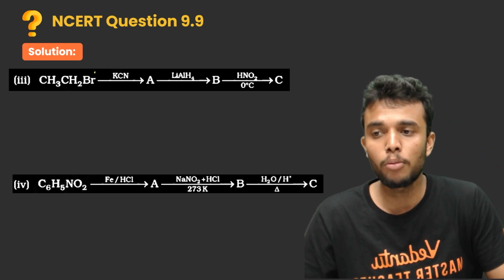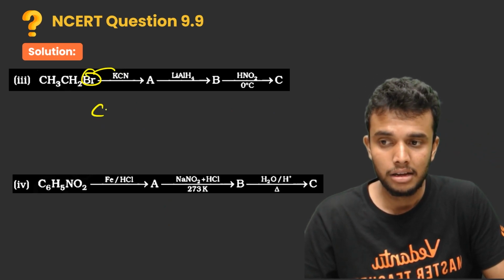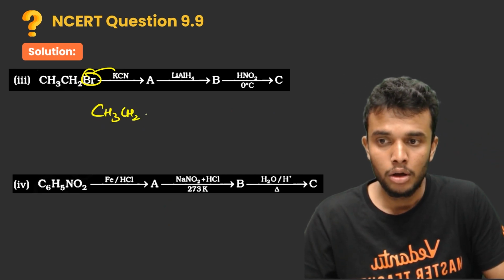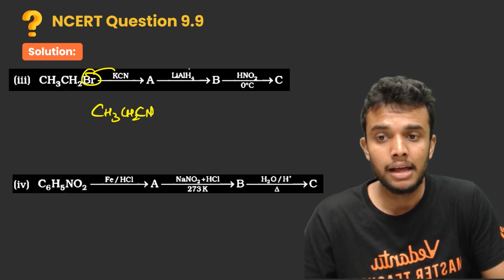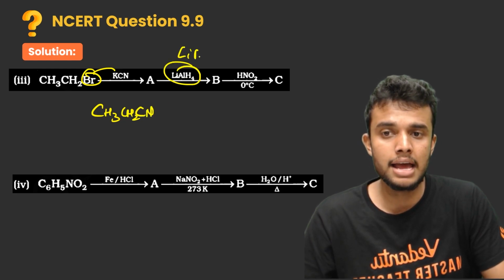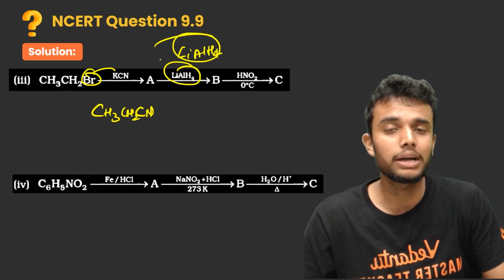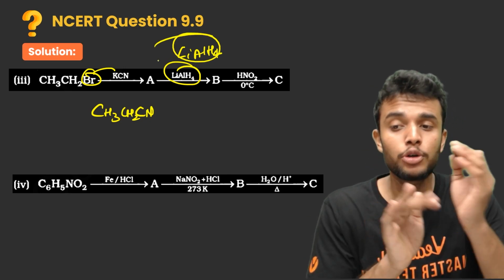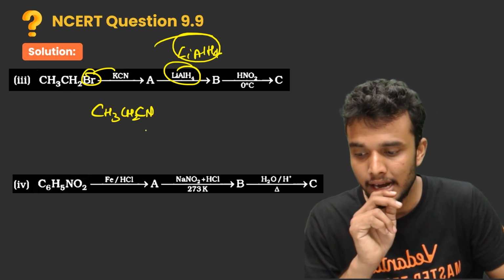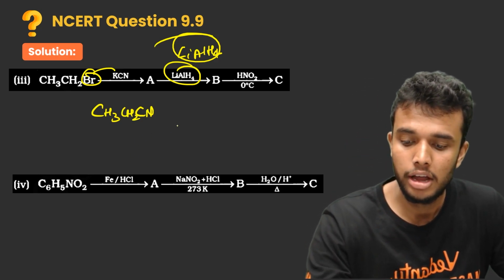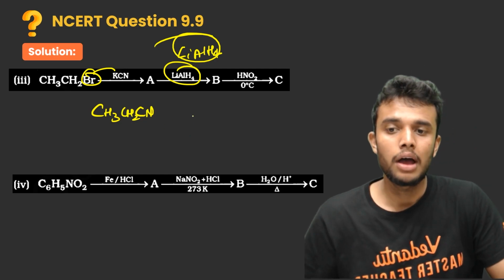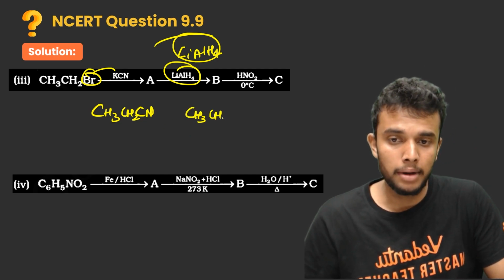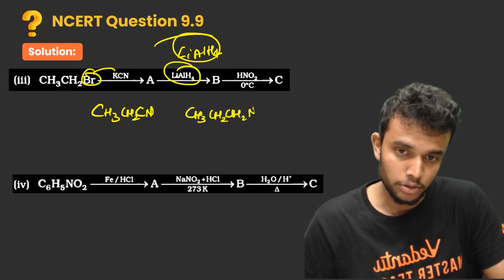Yes, same. The bromo group is replaced by KCN. It's nothing but CH3CH2CN. But here LiAlH4. What is this? It's a reducing agent. It helps the compound to reduce. What does it yield? If it is reduced, it gives the amine compound, propanamine, right? CH3CH2CH2NH2. Right, students?